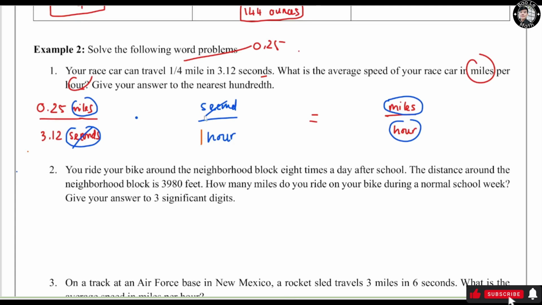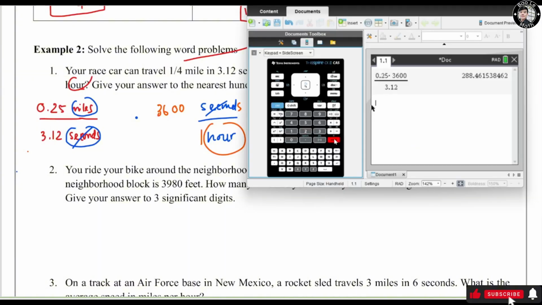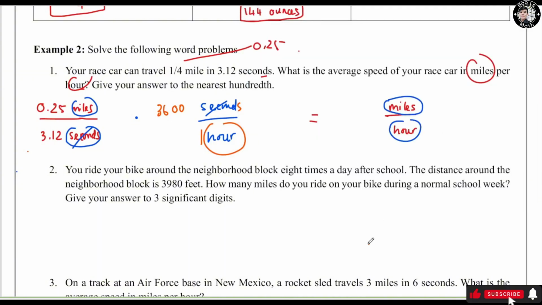I know that 1 hour is going to be 3600 seconds, right? So look, we only have miles and hour left, right? So we're going to pull up the calculator. It's going to be 288.61.